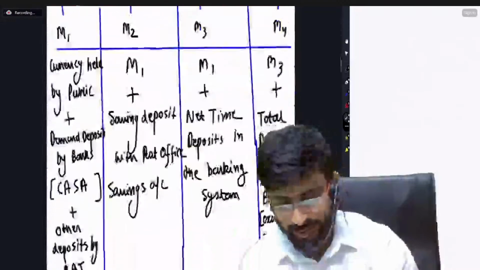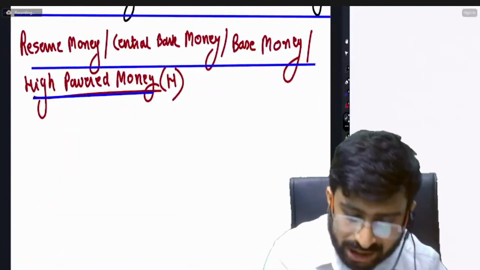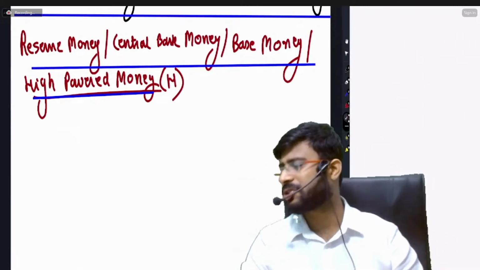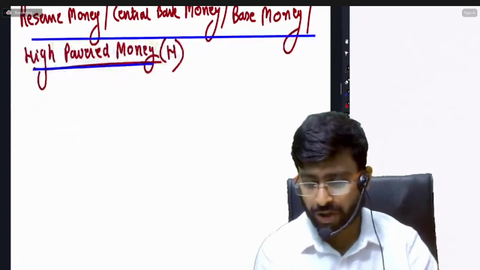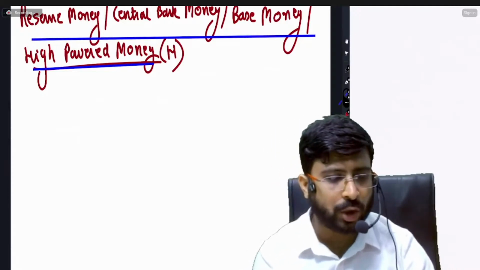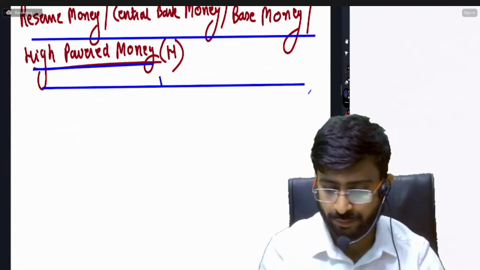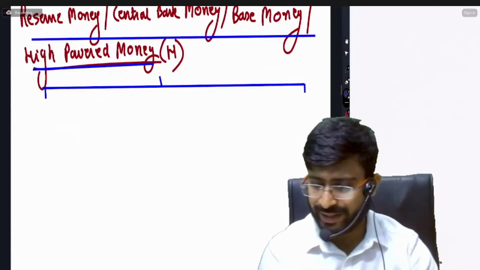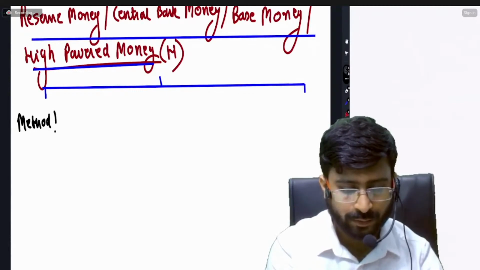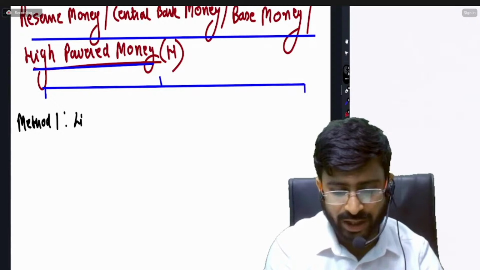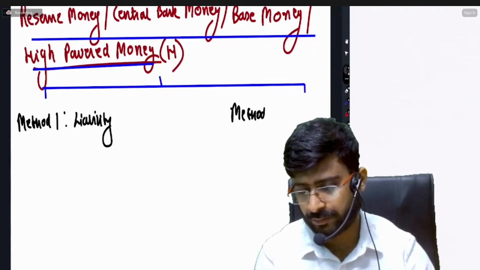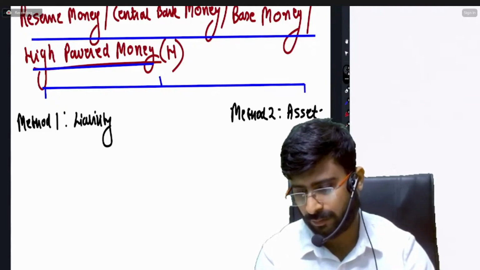So friends, now we talk about reserve money, central bank money, base money, and high powered money. Okay, so let's talk about this now. See, there are two approaches to measure high powered money. Sir, what are the two approaches to calculate that? One is the liability approach, method 1. Method 2, assets approach.